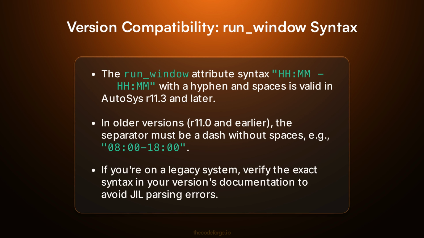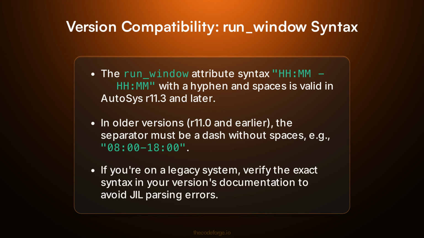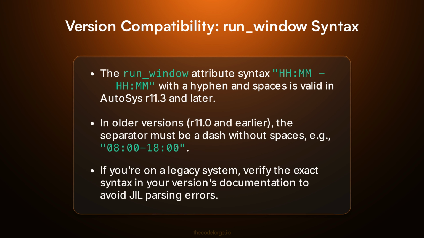The run window attribute syntax, HH:MM - HH:MM, with a hyphen and spaces is valid in AutoSys R11.3 and later. In older versions, R11.0 and earlier, the separator must be a dash without spaces, e.g., 08:00-18:00. If you're on a legacy system, verify the exact syntax in your version's documentation to avoid JIL parsing errors.